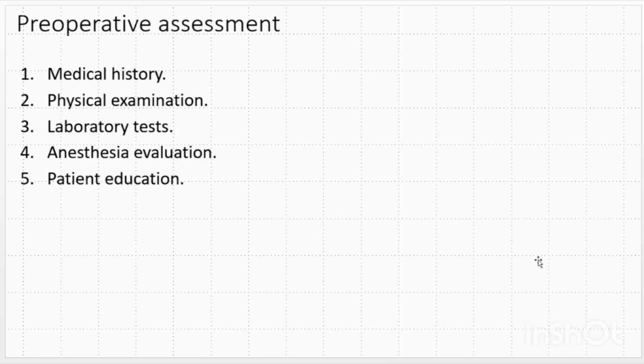Next is the preoperative assessment. In preoperative assessment we will do a lot of assessments. We will take the patient history, medical history like previous surgeries, and whether the patient has any comorbidities like hypertension or diabetes. We will ask them. And in physical examination we will check his weight, his vitals, his respiratory system, and cardiovascular system also. We will assess these things.